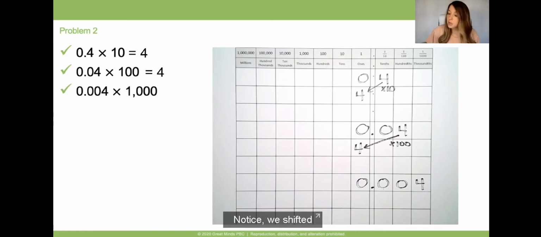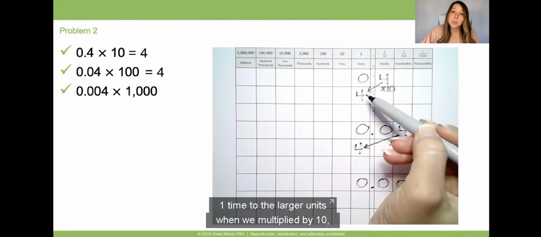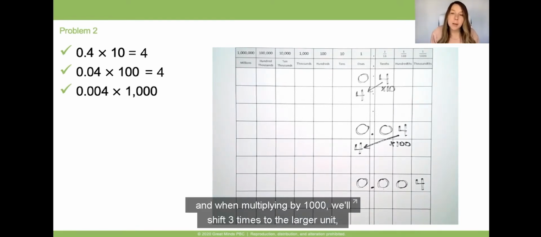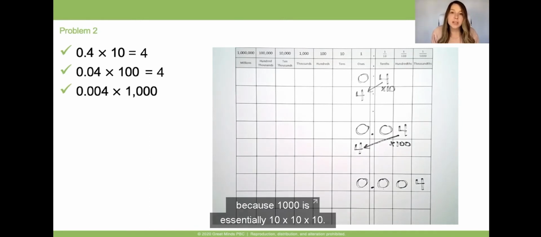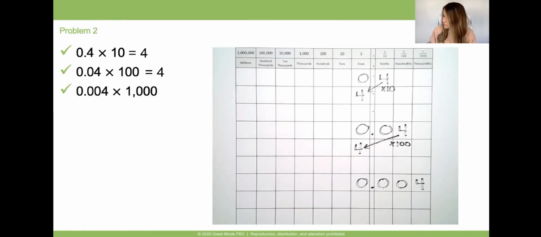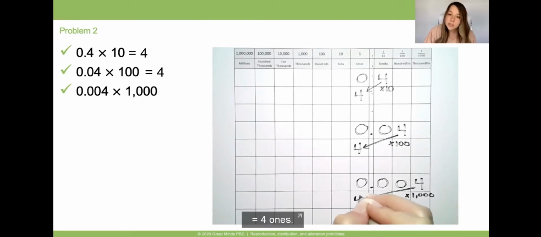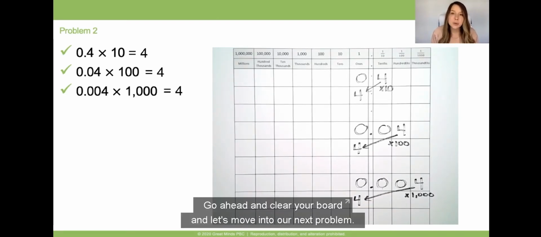Notice we shifted 1 time to the larger units when we multiplied by 10, 2 times to the larger units when we multiplied by 100, and when multiplying by 1,000, we'll shift 3 times to the larger unit, because 1,000 is essentially 10 times 10 times 10. 4/1000 times 1,000 equals 4 ones. Go ahead and clear your board, and let's move into our next problem.